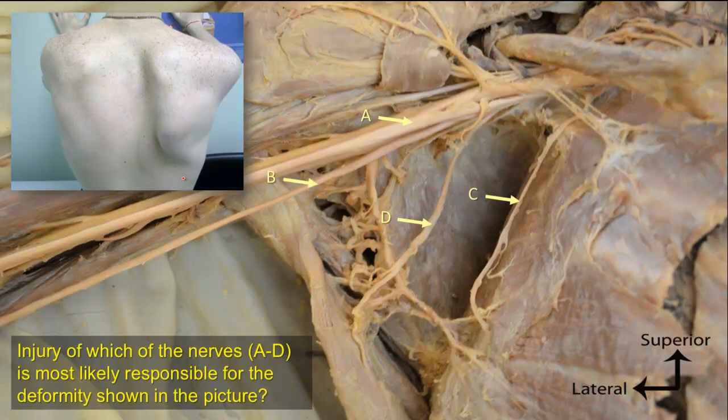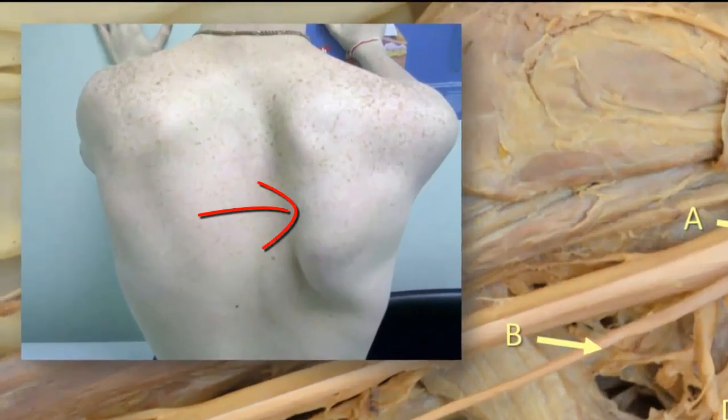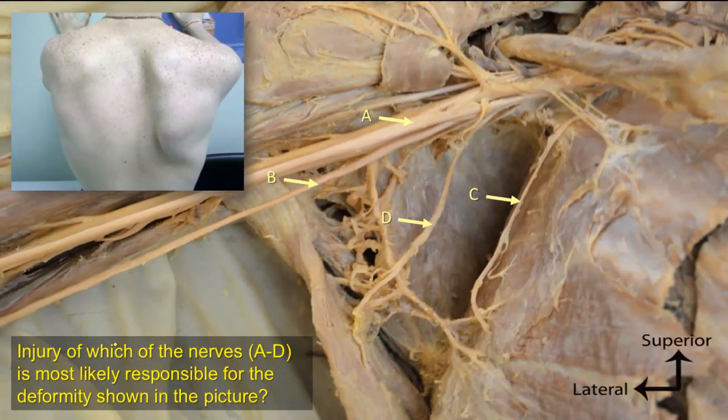Injury of which of the nerves A to D is most likely responsible for the deformity shown in the picture? In the picture, the medial border of the right scapula appears to be projecting backwards, giving the appearance of a wing as the patient presses against a wall. This condition is called winged scapula. The deformity results from serratus anterior muscle being paralyzed.